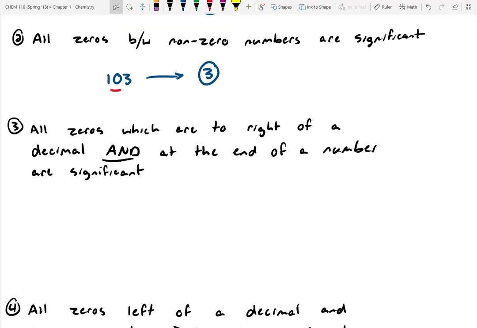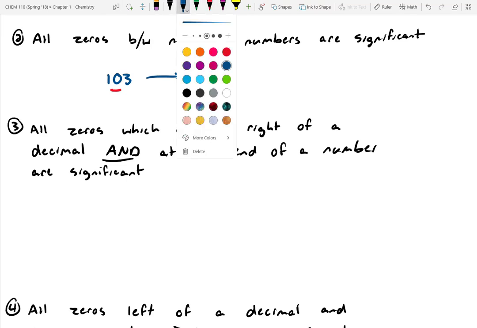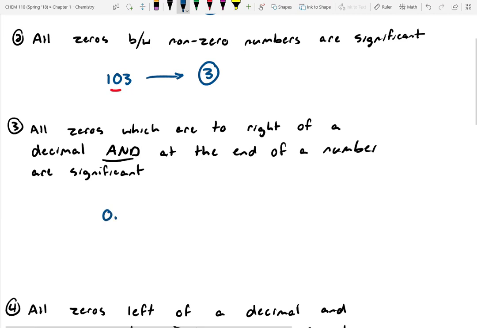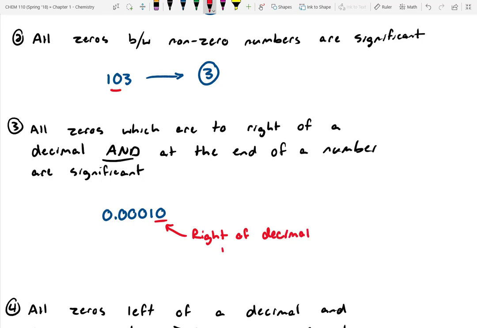All right, the third one says that all zeros, which are to the right of a decimal and at the end of a number, are also significant. So I'll show you an example of this. It makes more sense in context. So if we look at this number, this 0 is to the right of a decimal and at the end of a number. Therefore, it is significant. And it's at the end.